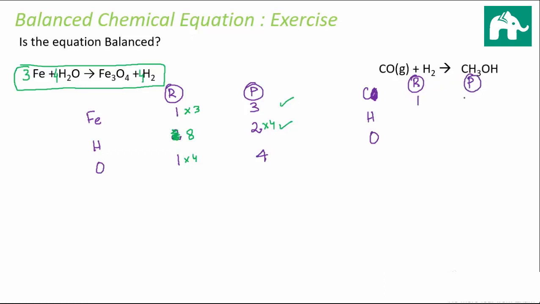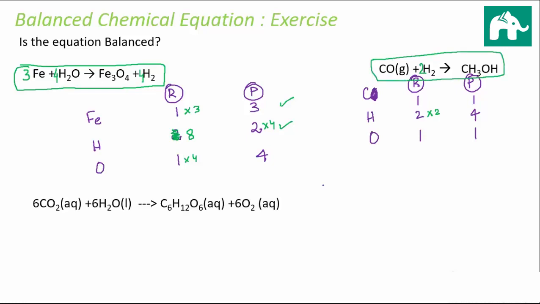Carbon we have 1 on the reactant side, 1 on the product side. Hydrogen we have 2 on the reactant side, 4 on the product side. Oxygen we have 1 on the reactant side and 1 on the product side. So basically all that we see is we need to balance hydrogen in this case. So we need to multiply by 2 on the reactant side to balance hydrogen on both sides. Therefore we multiply this by 2 and now the equation that we get is a balanced chemical equation.